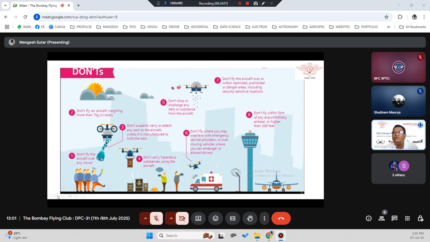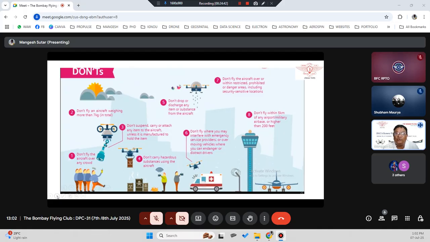You cannot fly a drone there. For example, in Jamnagar there is a Reliance refinery, or in Kerala there is a refinery, or even the rigs in the Mumbai area. Even the areas in the sea are coordinated as red zones. So do not fly drones in those danger areas, including security sensitive locations. Do not fly within 5 km of an airport or military airbase, or higher than 200 feet. You have to make sure that you follow all these do's and don'ts.